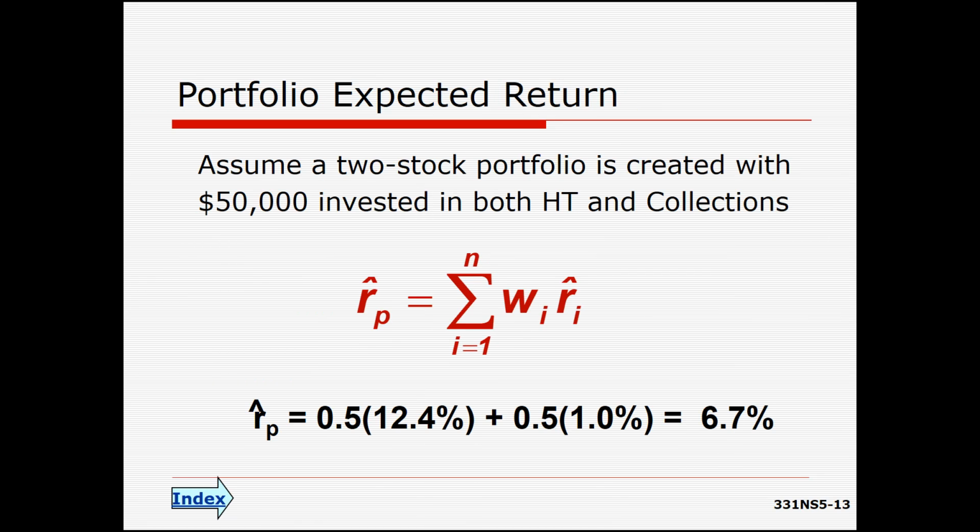Assume a two-stock portfolio is created with $50,000 in high-tech and $50,000 in collections. In this portfolio, the weights are 50-50. We calculated the expected returns of both assets previously. High-tech 12.4, collections 1. So the expected return of our portfolio is 0.5 times 12.4 plus 0.5 times 1, 6.7%.